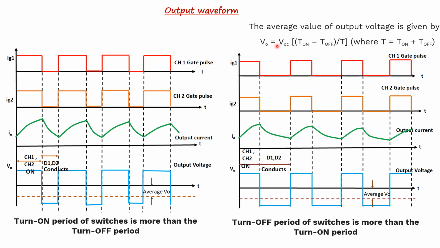the average output voltage will be negative. So when the T on time is greater than the T off time, then the duty cycle is greater than 0.5, and the average output voltage V0 becomes positive. When the T on time is equal to the T off time, that is the duty cycle is equal to 0.5, the average output voltage is 0. So therefore the average output voltage of the class D chopper can be either positive or negative depending on the duty cycle. But the average output current of the class D chopper remains positive irrespective of the duty cycle. Thank you for watching.